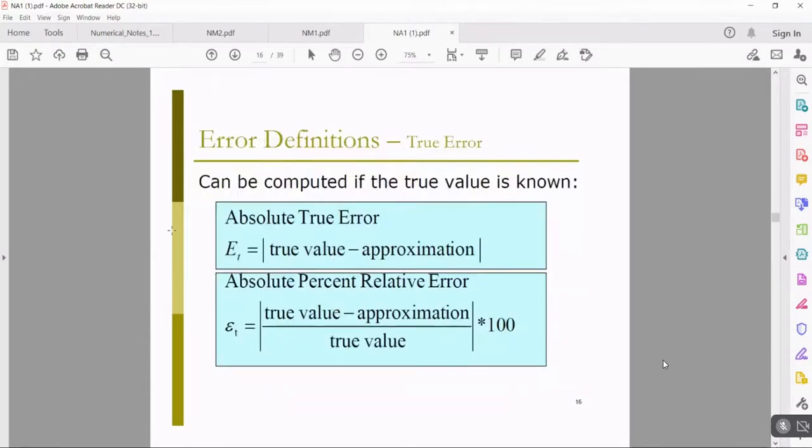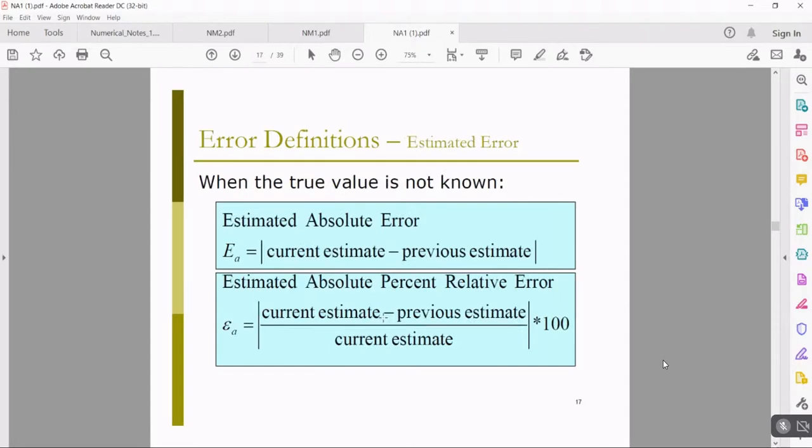So now we define the absolute true error. The true value means the exact value of the problem, and this is the approximated value. So this is the way we define our absolute true error. Then the absolute percent relative error is defined by this: true value minus approximation, divided by true value, times 100. So this is the way we calculate the absolute true error and the absolute percent relative error.